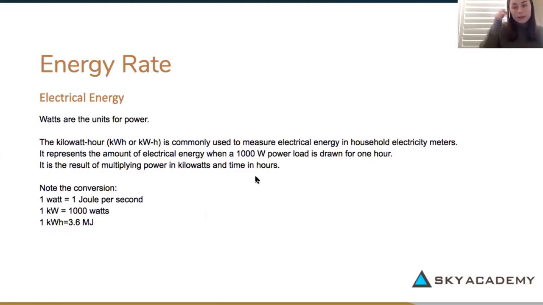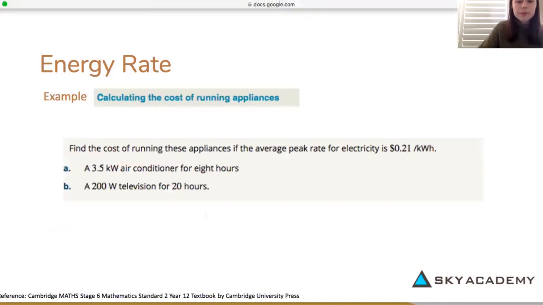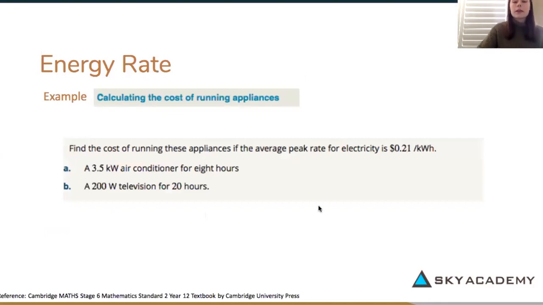Here we go. So find the cost of running these appliances if the average peak rate for electricity is 0.21 per kilowatt hour. So just reading this, I can tell that my units for A and B need to be in kilowatt hours to match the price for electricity, which is in kilowatt hours. So question A, a 3.5 kilowatt air conditioner for 8 hours.